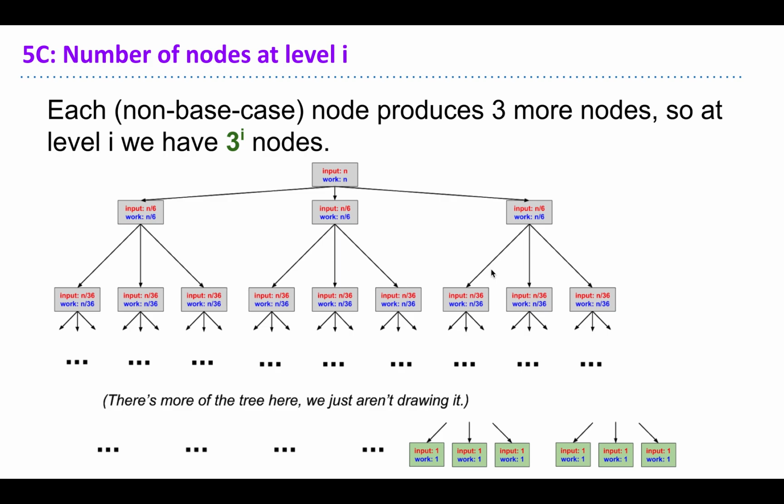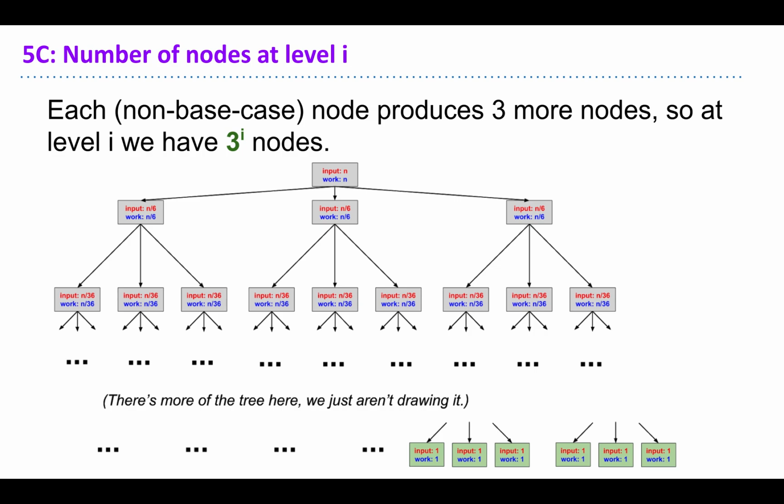So we can be checking our expression along the way. But we have 3 to the I nodes at each level, because I'm just counting, right? At level 0, we have 1. At level 1, we have 3, etc. So I would write down on my piece of paper 3 to the I as the answer to C.